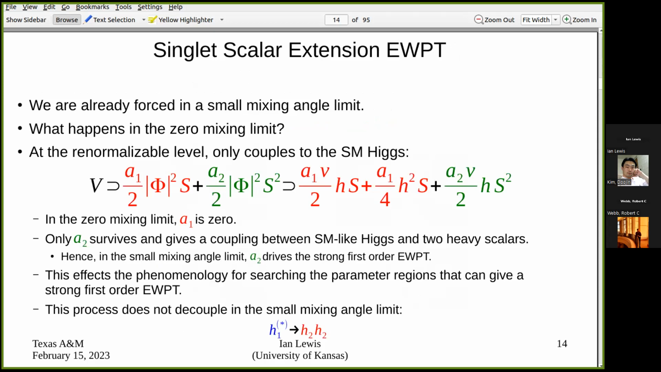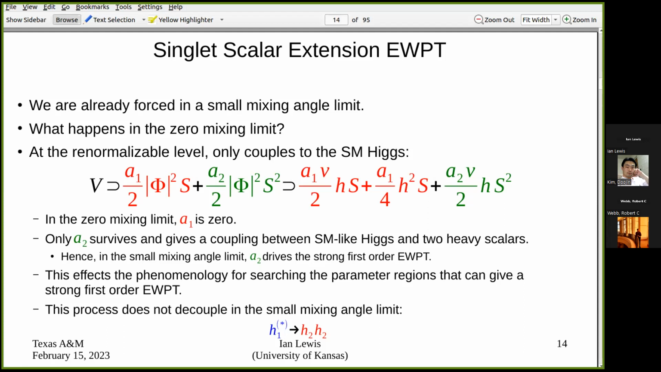Now, also, we're already forcing the small mixing angle limit, so what happens with the zero mixing angle limit? So to motivate some things, I'll go a bit away from the zero mixing angle limit to more current constraints. But at the renormalizable level, this is what happens, and this A1 is giving me my mass mixing term. So if I send the mixing angle to zero, A1 has to go to zero, and A2 is the only thing that survives. This is the only thing that drives the phase transition. This is the only thing that can change how the Higgs gets the vacuum expectation value. Which means if I want this strong sort of phase transition, if I want to change the way the Higgs is getting the Vev, this thing has to be non-zero.